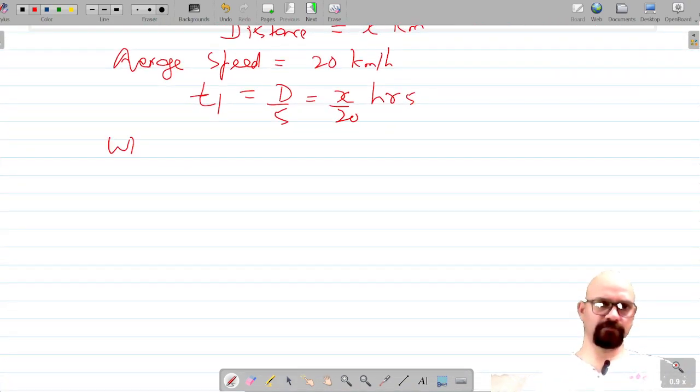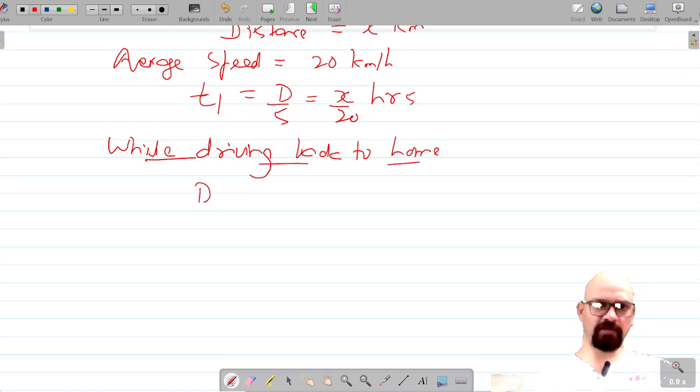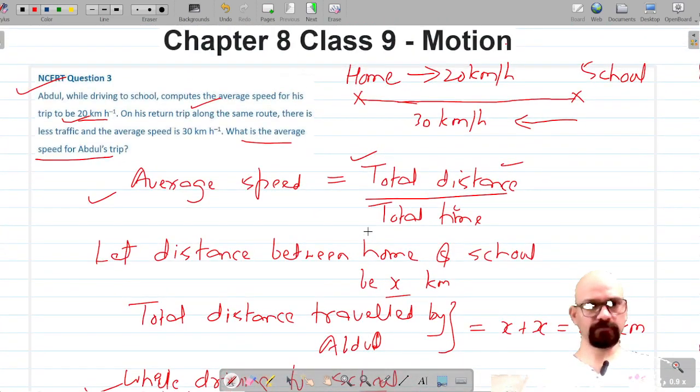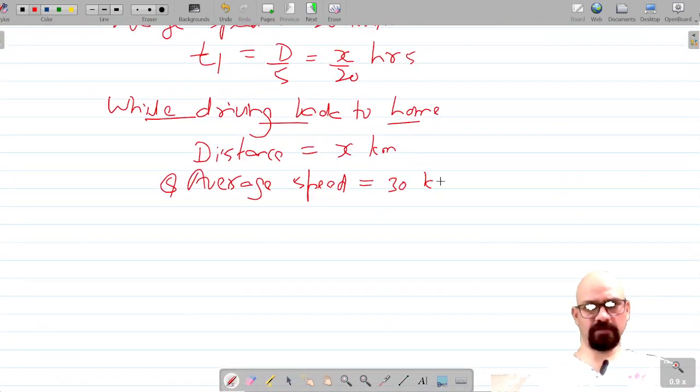Now while driving back home, the route is same, so that means the distance is same. So the distance is equal to x kilometer, and it's given that the average speed is equal to 30 kilometer per hour. So time t2 is equal to d by s, which is equal to x by 30.